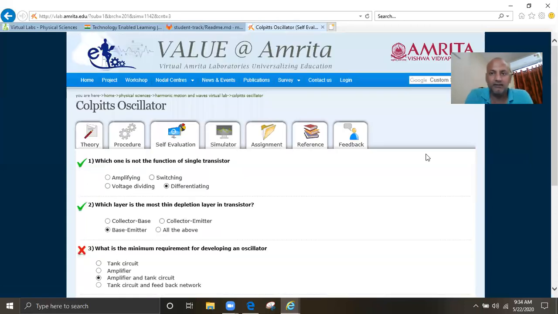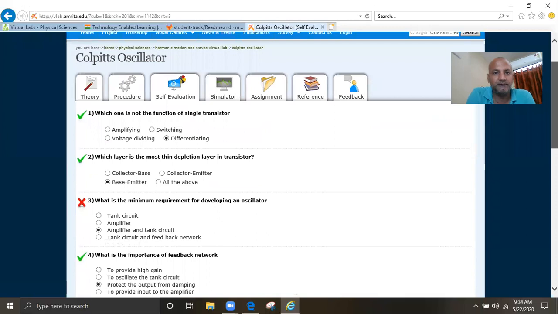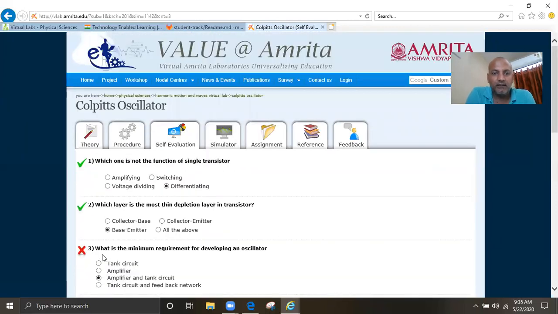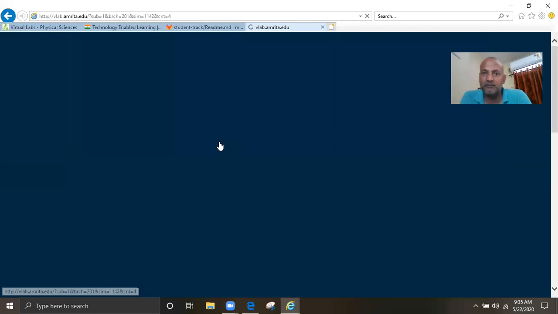Okay, one of our answers is wrong. I think: what is the minimum requirement? Tank circuit and a feedback network. This is the right answer. Tank circuit and feedback network. So before doing the practical, you can evaluate yourself. Now we jump to simulation.